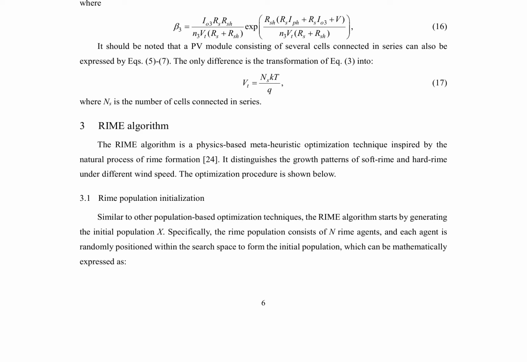Notably, a photovoltaic module comprising multiple cells connected in series can be expressed by these equations, with the thermal current equation modified to account for the number of cells connected in series. To optimize the parameters of these photovoltaic models, the authors introduce the RIME algorithm, a physics-based meta-heuristic optimization technique inspired by the natural process of RIME formation. The optimization procedure initiates with the initialization of the RIME population, where n RIME agents are randomly positioned within the search space to form the initial population.